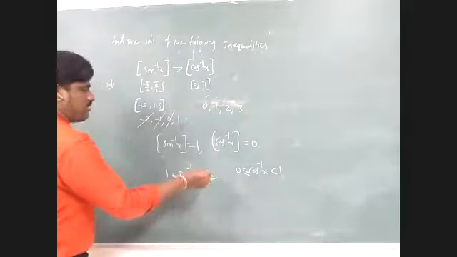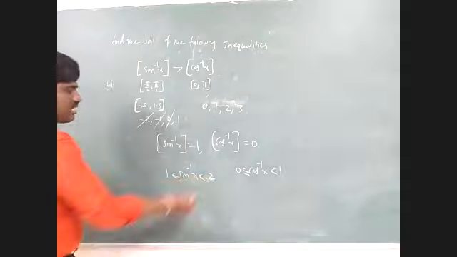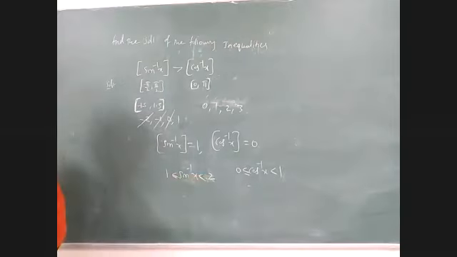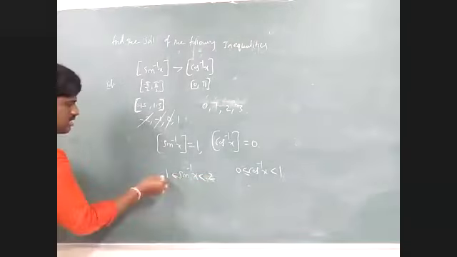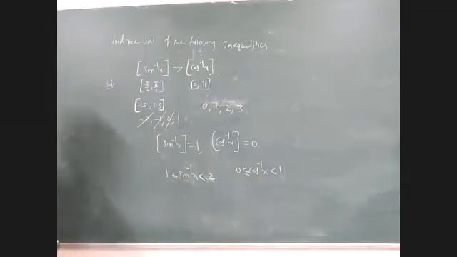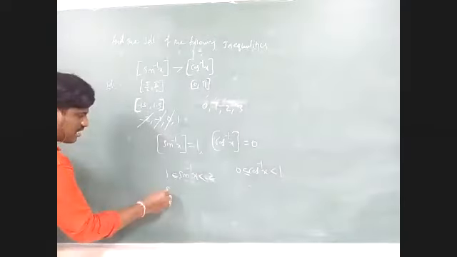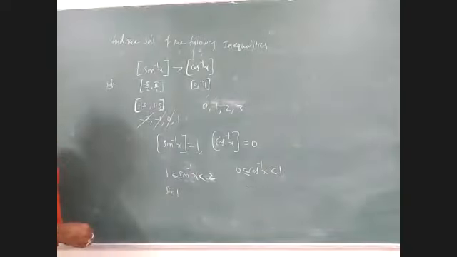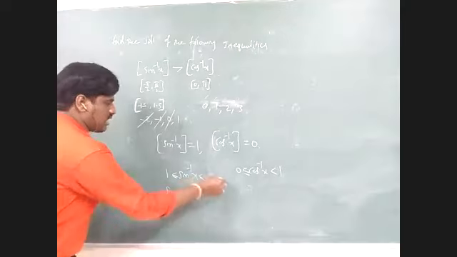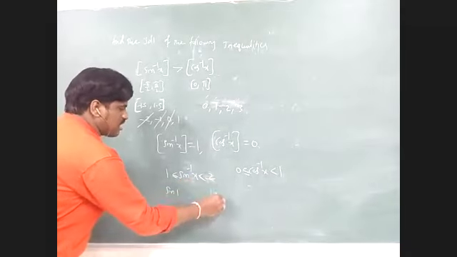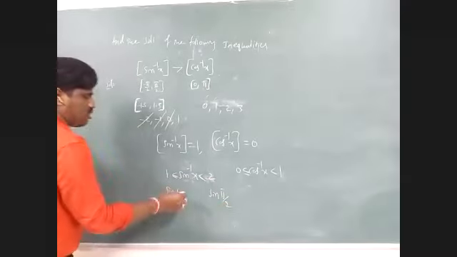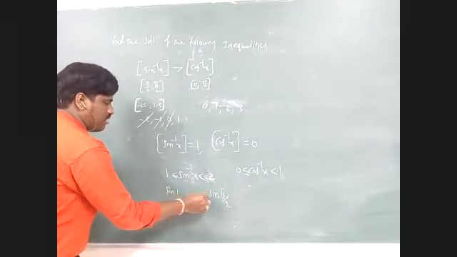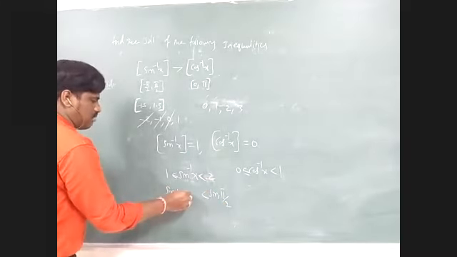The maximum I can take is pi by 2. Here, how much do I get for sine inverse? If I send it this side, I get sine 1. And if I send it this side, I get sine pi by 2. So the value of x will be between sine 1 and sine pi by 2.